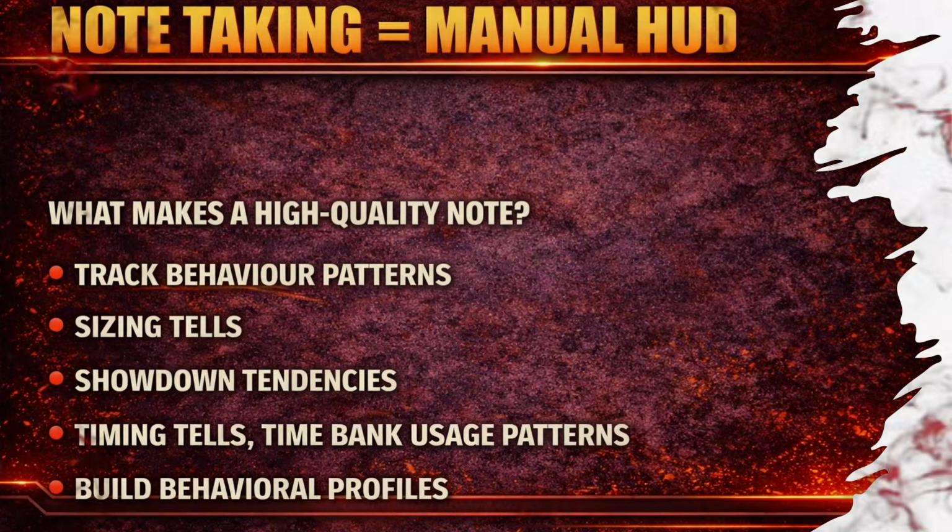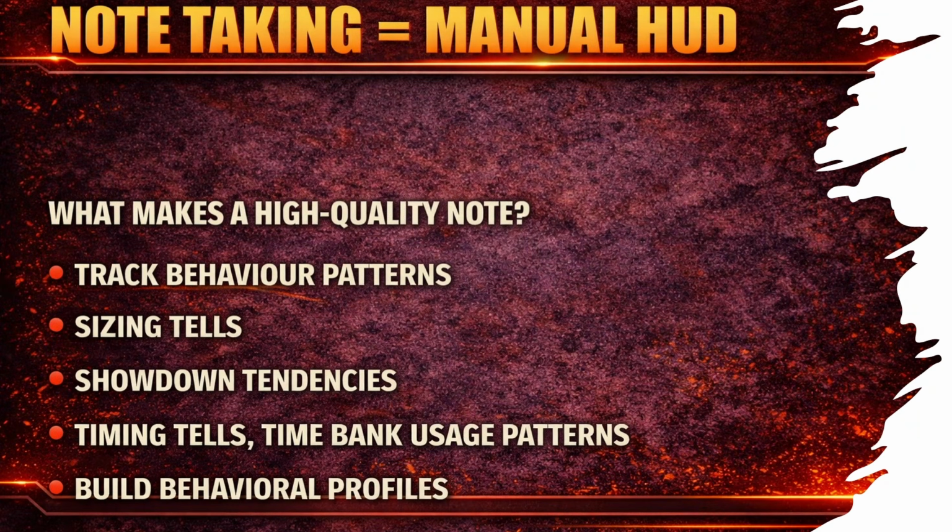Even without software, you can build a manual HUD. But what makes a high quality node? Track behavior patterns, track sizing tells, track showdown tendencies, track timing tells, and time bank usage. Build behavior profiles. Good nodes are specific, bad nodes are emotional.